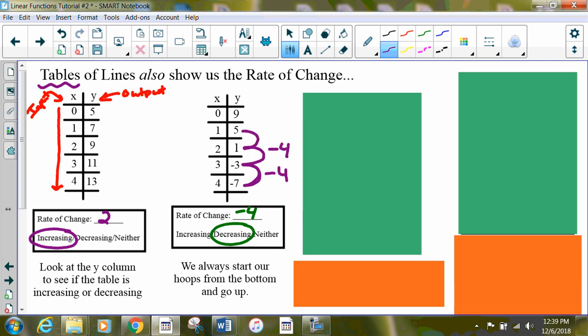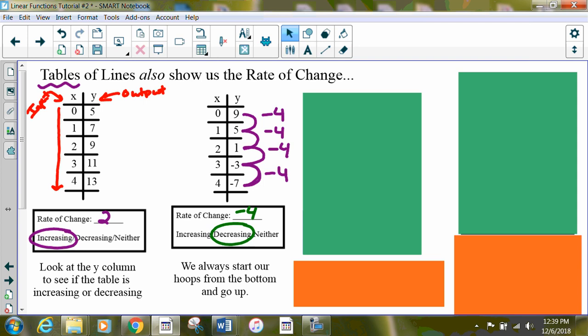1 minus 5 is -4, and 5 minus 9 is -4. So I know what you're saying too. It's like, why would we do the hoops when we can just look at it and tell? Some people like having a method. Down the road, we'll also have to pay attention to the X side of the table to get the rate of change.